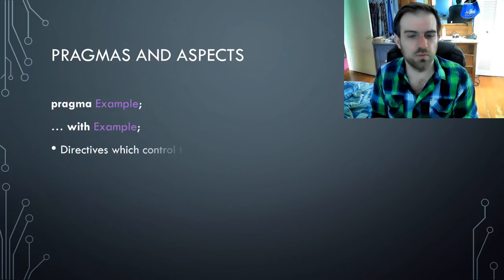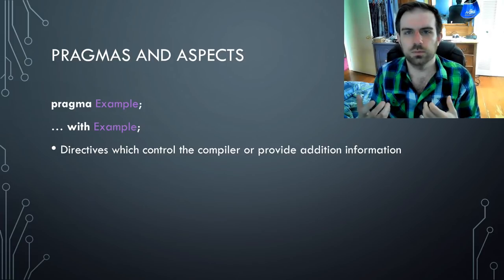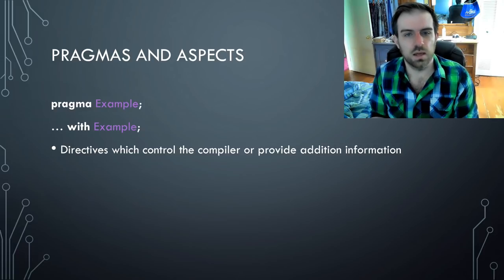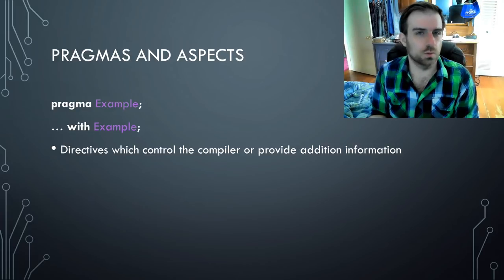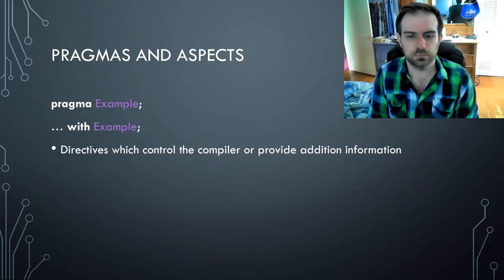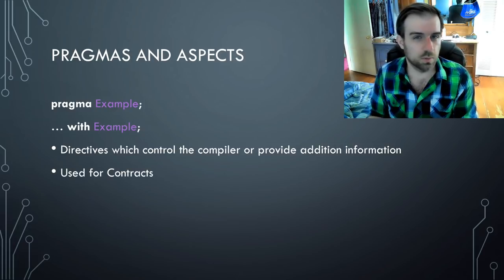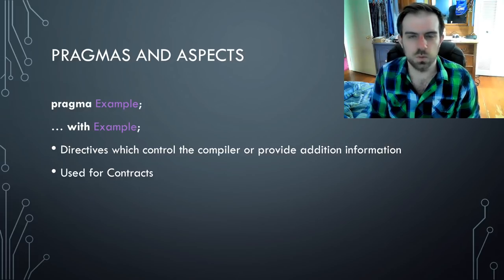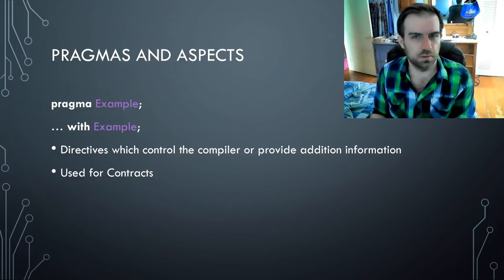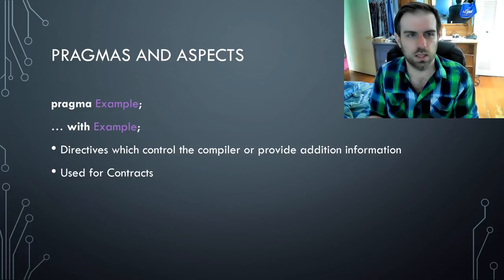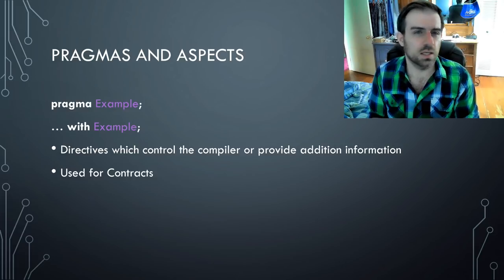And both of them are directives which control the compiler. They're a way of providing additional information about things. And with that in mind, aspects especially are pretty similar to the C# attributes. They're also used for contracts. If you've ever used a language that supports contracts, Eiffel, I believe, is one of these. There are preconditions, postconditions, and a few other things that help assert how the function or procedure or whatever it is supposed to behave.